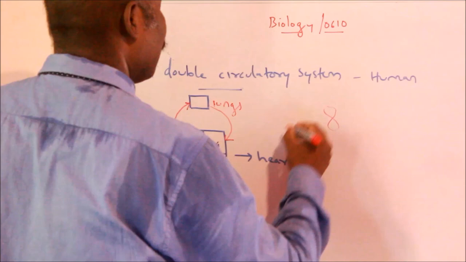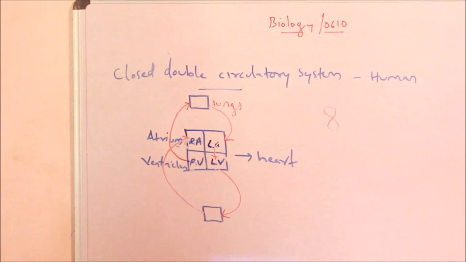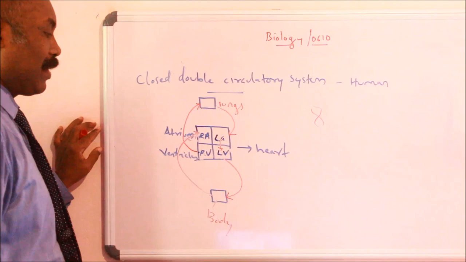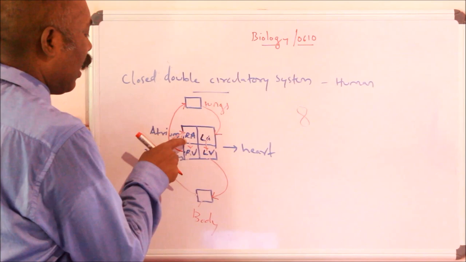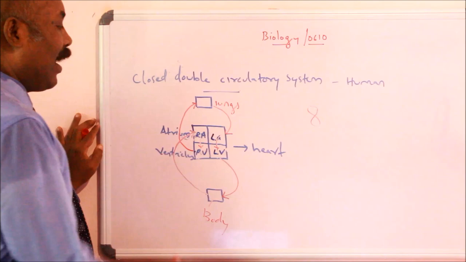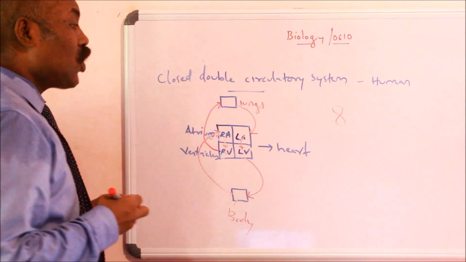And here you can see the blood comes to the heart twice. Again, this represents our body. The small square down represents the body. So body to heart. Then from the heart, right atrium to right ventricle. From the right ventricle, blood is pumped to the lungs for oxygenation. After that, it comes back to the heart. Then again it goes down and is pumped to the full body. So here you can see, in short, I can say like this.